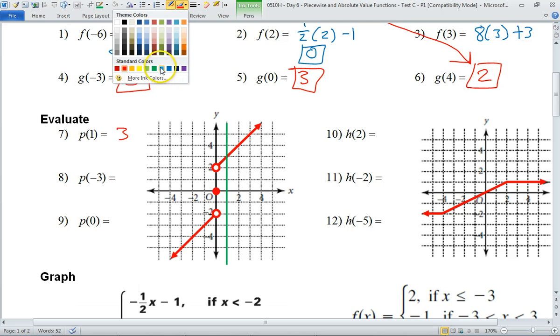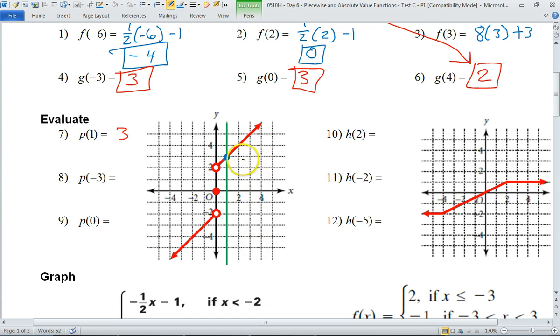Yeah, see, so look at it this way. It touches the graph right here. Okay? It touches here at 3. That's why the answer is 3. Okay? It's all about a vertical line. Okay?